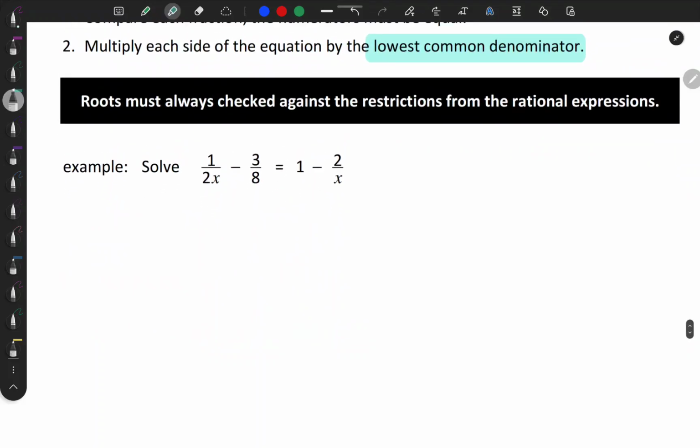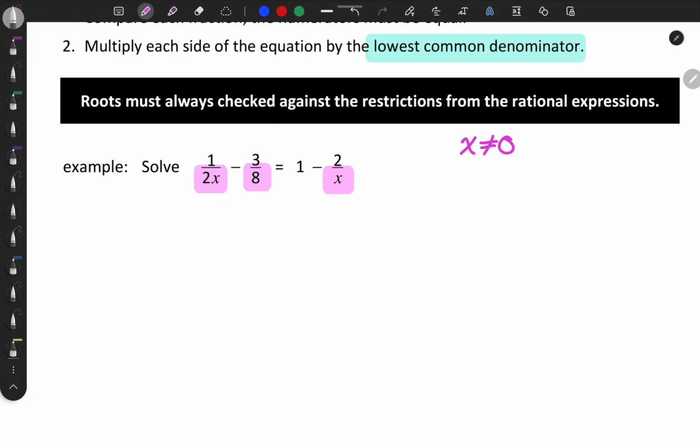So in this example, we have multiple rational expressions. We have the 1 over 2x and also the 2 over x. The first thing I like to do is just make a note of any restrictions off to the side. In this case, x cannot be equal to 0. The other thing I like to do is just determine what is my lowest common denominator.